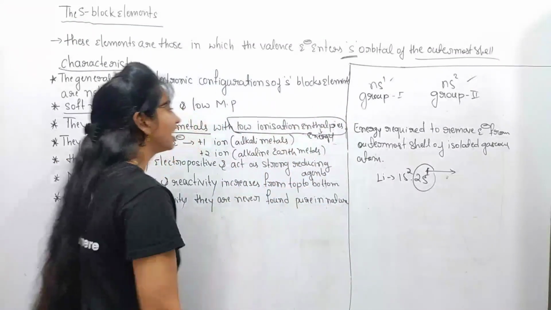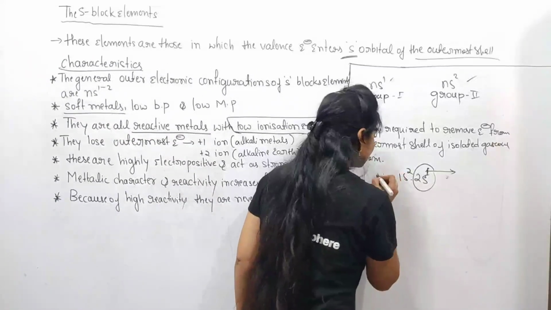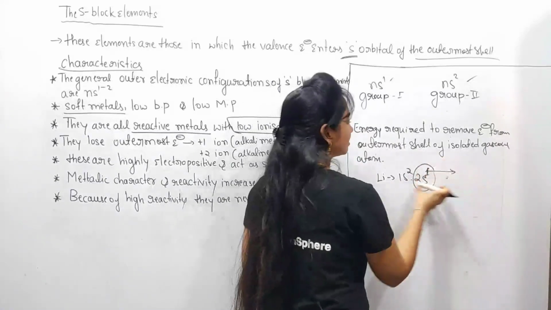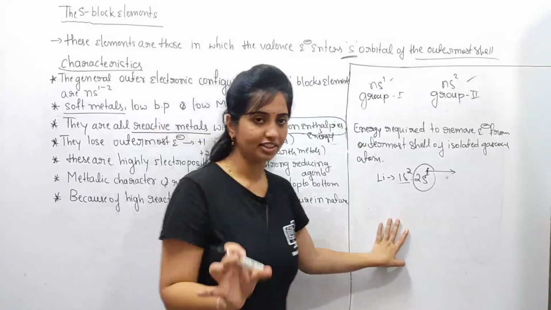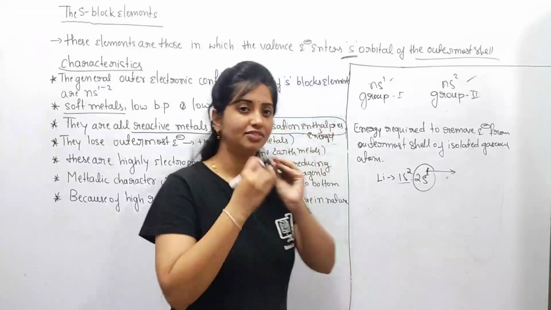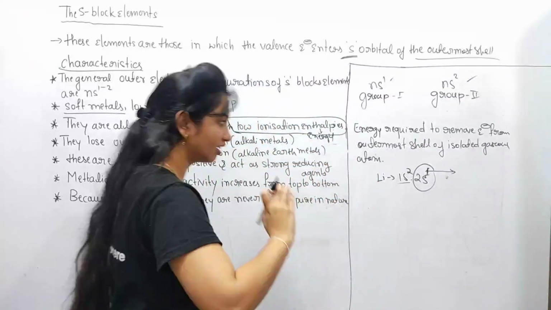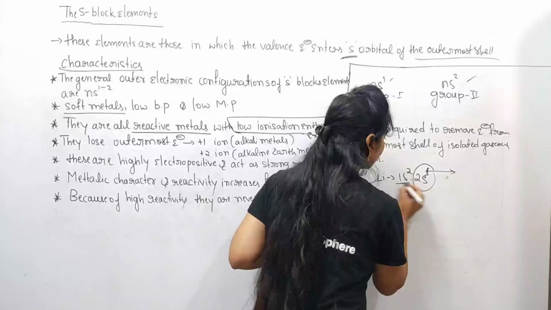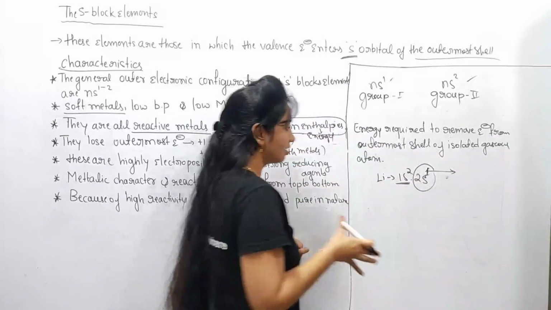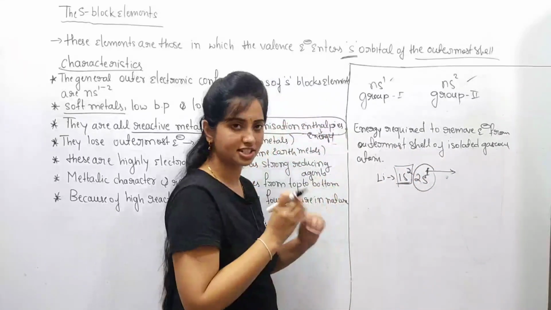Why do these elements have low ionization enthalpy? See here, these elements easily lose one electron and attain a stable state. Just remember one thing: all elements wish to attain a stable state, or achieve the electronic configuration of a noble gas. What is the meaning of stable configuration?